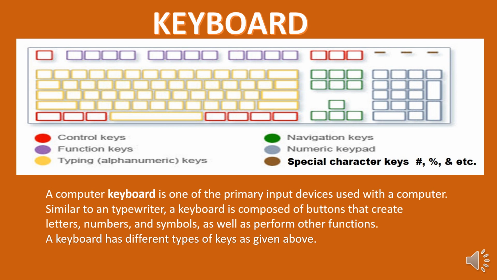Now if you can see, dear students, it is a colored keyboard, that means a colored chart is given, and through the colored chart you can find out what are the control keys, what are the function keys, what are the typing keys, navigation keys, numeric keypad and special character keys. When we talk about control keys, here all the control buttons like control, alt, shift, all these buttons are there. When we talk about function buttons like F1, F2, F3 and so on, all these buttons come under function keys.